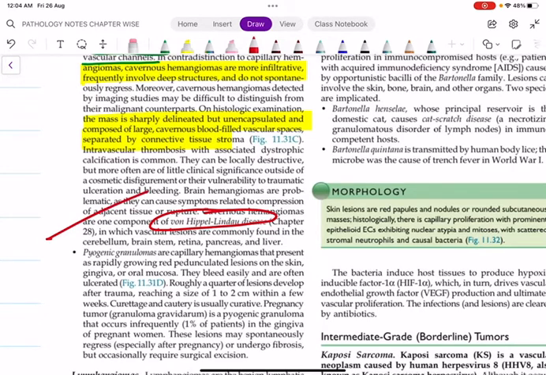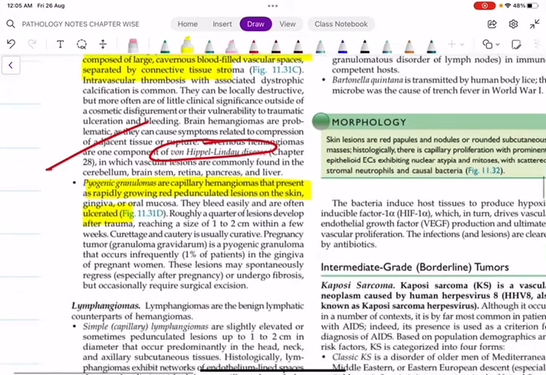Next, we have something we call pyogenic granuloma. How will you identify it? Remember, pyogenic granuloma is a variety of capillary hemangioma, but it occurs as red pedunculated lesions, mainly on the gingiva or oral mucosa, and they can bleed easily and are often ulcerated. And what is the characteristic history of pyogenic granuloma? P4P. That means this is more common in pregnancy.